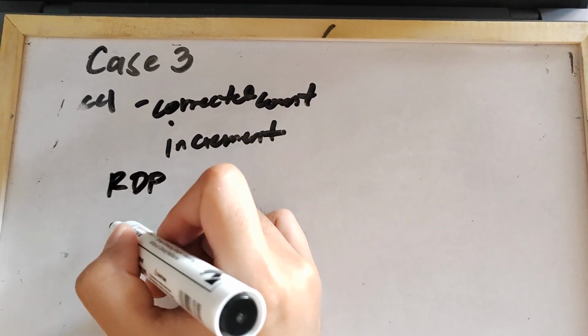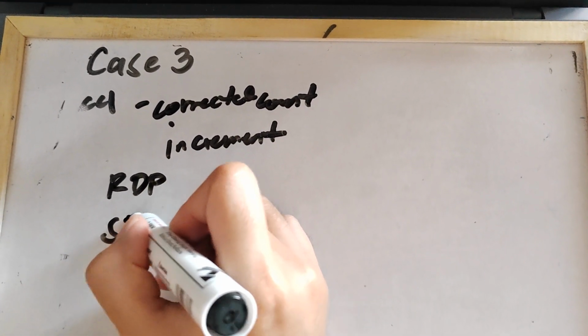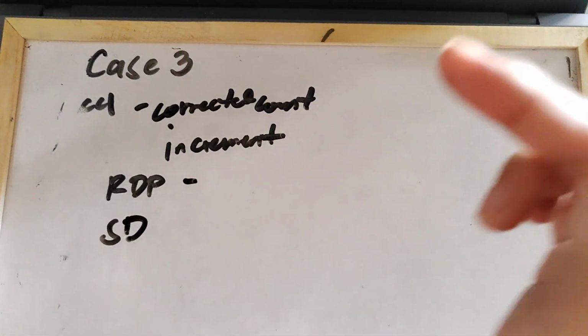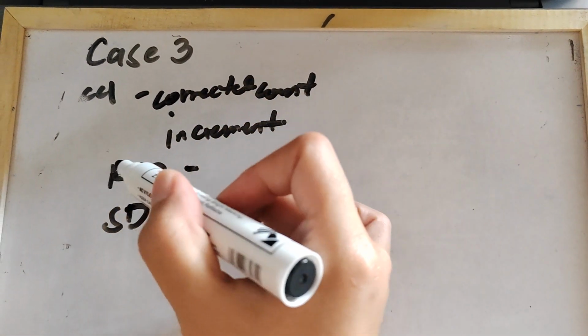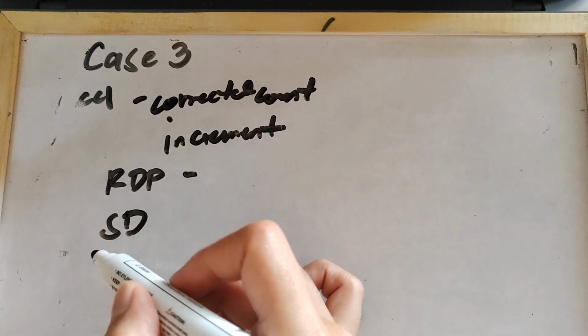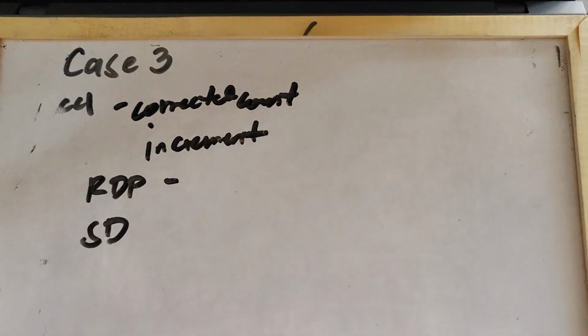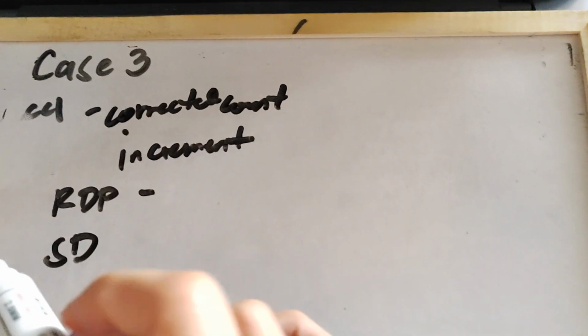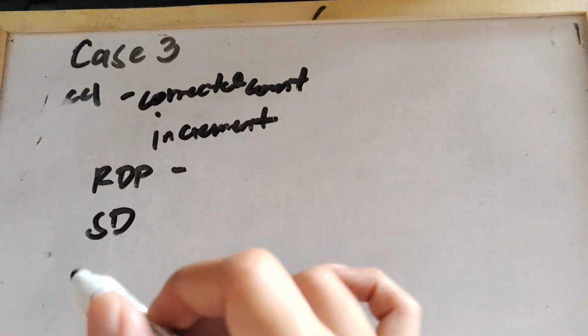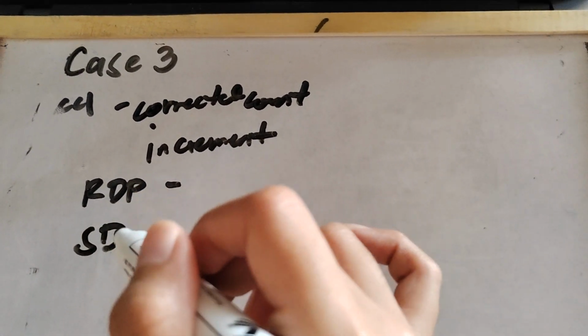RDP and SD. RDP means random donor platelet, and this one is single donor. Random donor is the platelet concentrate that we get from whole blood. Single donor, on the other hand, comes from platelet apheresis.